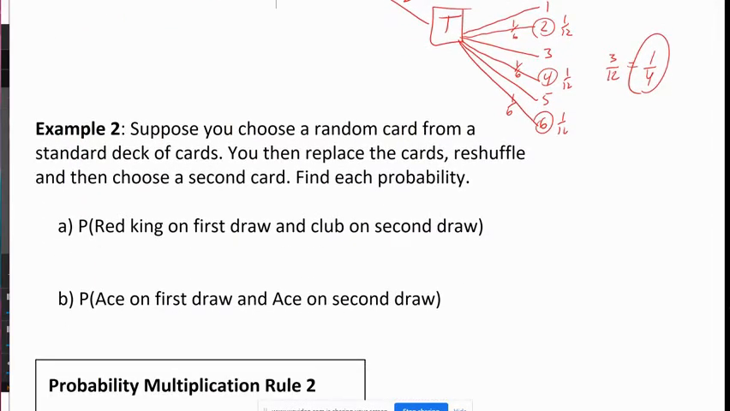Okay, in the next example, we're going to choose a random card from a standard deck of cards. A standard deck of cards is 52 cards. If you are not really familiar with what's in a deck of cards, you may want to buy a deck of cards and just take some time to study what's actually in a deck of cards.